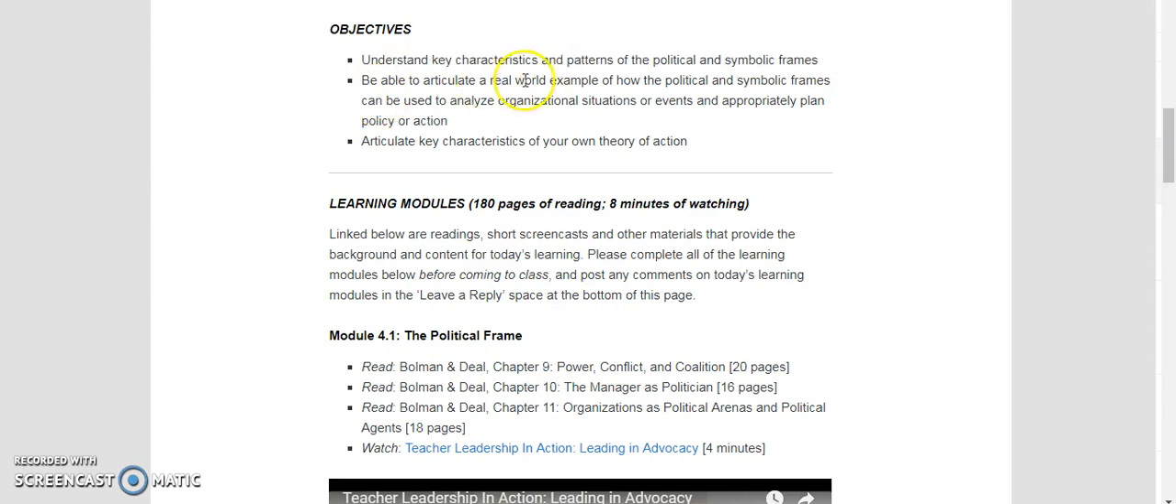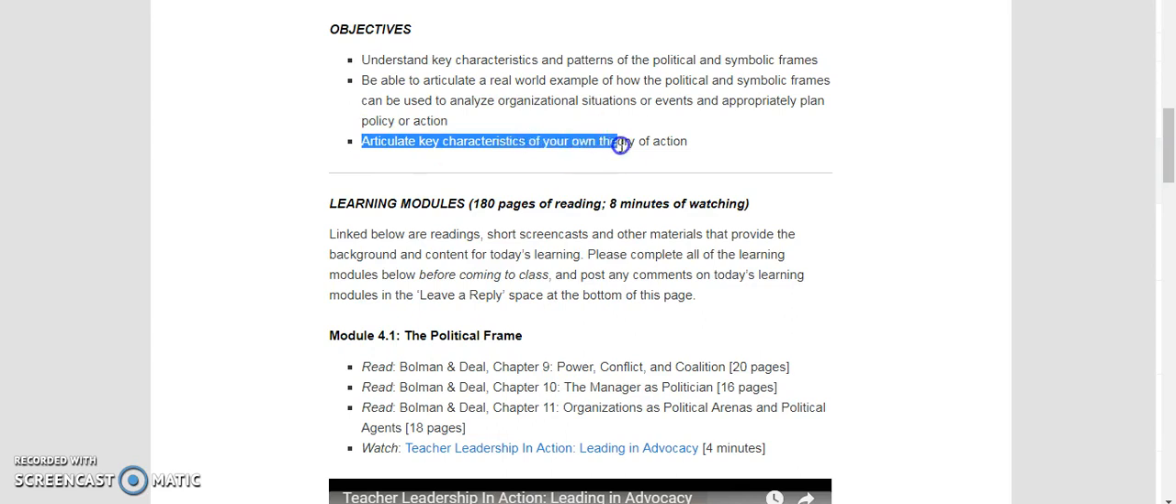Then we're going to try to articulate a real-world example of how the political and symbolic frames can be used to analyze organizational situations or events and appropriately plan policy or action. So taking that basic level information and learning how to apply it, then learning how to evaluate it, then learning how to synthesize it. And we're going to be doing all those things with it in some way.